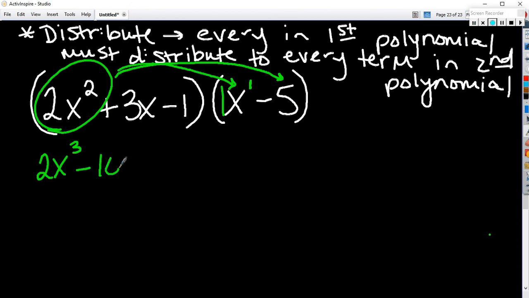Negative 10x squared. Each one of these is going to have to bounce to everything in the second parentheses. Okay? Once you're done with one, mark it out so you know you're done. So I've used 2x squared. I'm good. I got 2 more to use. Are y'all following me?